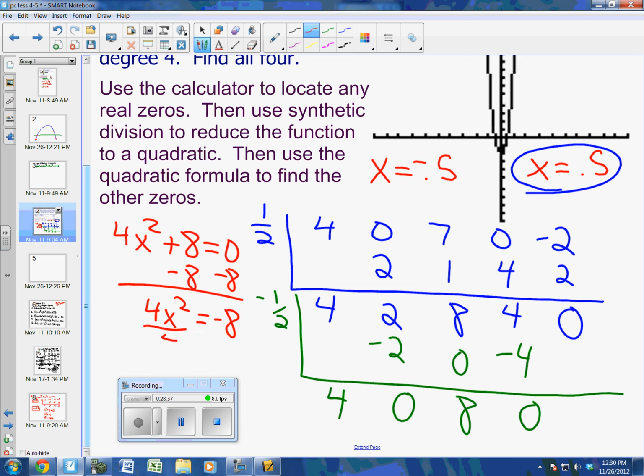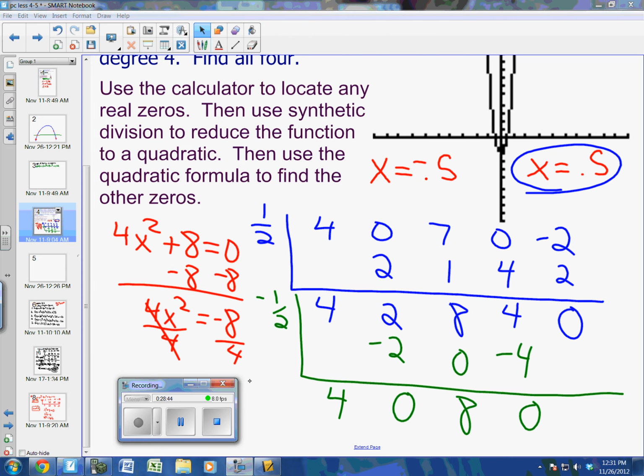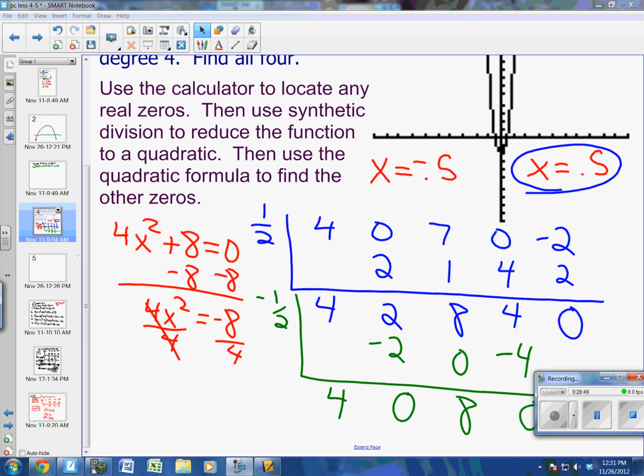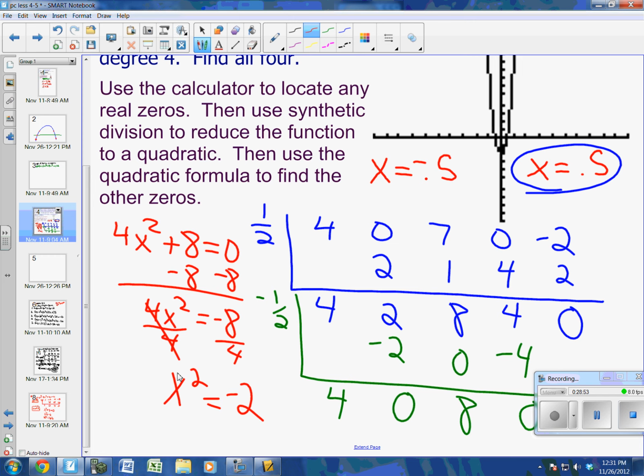Divide by 4, and you get, to move this back over here. And you get what? X squared equals negative 2. Can you guys see we're going to get two imaginary solutions? Because what do I have to do next? I got to square root this to get x by itself. And whenever you take the square root of both sides, you got to do plus or minus. Remember that? Okay.